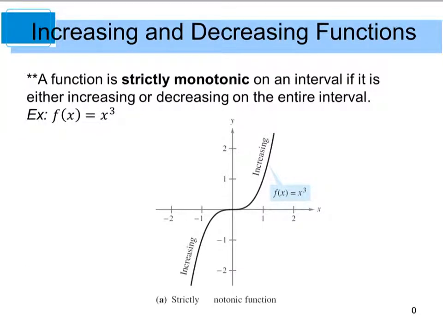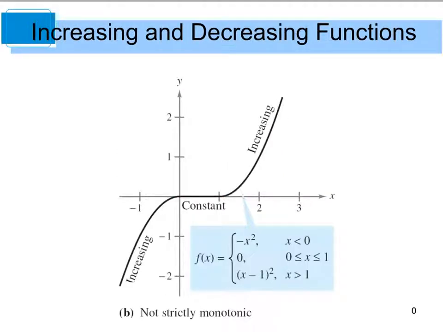On a side note, however, a function is called strictly monotonic on an interval if it's either all increasing or all decreasing on the entire interval. An example of this would be something like f of x equals x cubed. You'll see that we are increasing, and we're going to continue to increase. Now in this case here, we have something that may look monotonic because it does increase here and here. However, we have this flat region right here where we are constant. Because this is constant right here, this is not strictly monotonic.